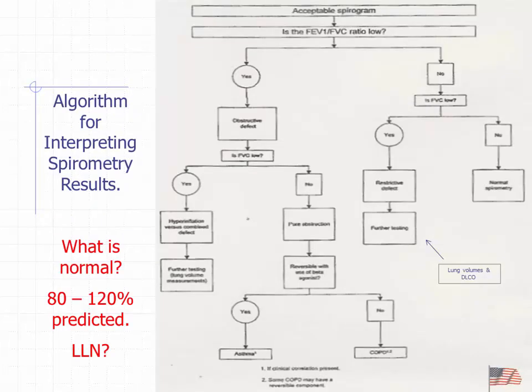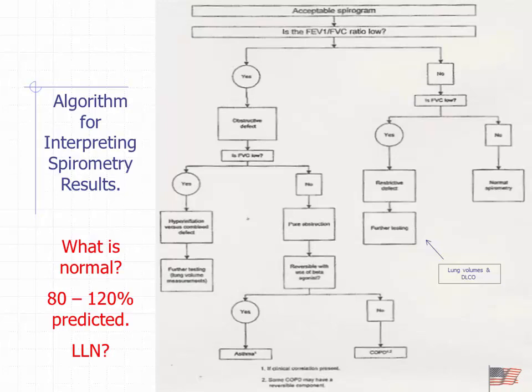And this is just another algorithm that is there. We're going to go with 80 to 120% as being the normal range. If you take a look in Egan, I know that's a scary thought, they use something called LLN, the lower limits of normal. And the reason why they do that is sometimes the 80 to 120% is not really sensitive.